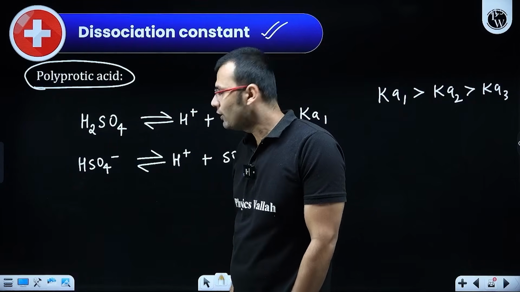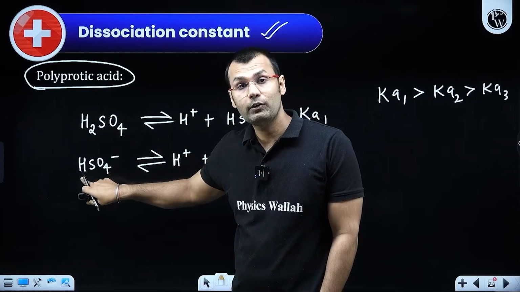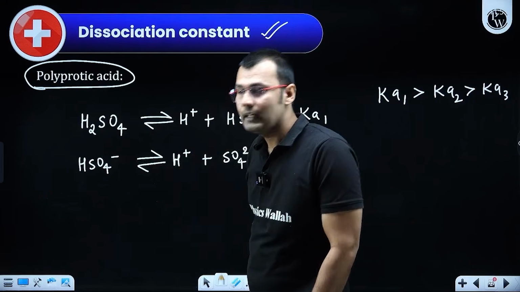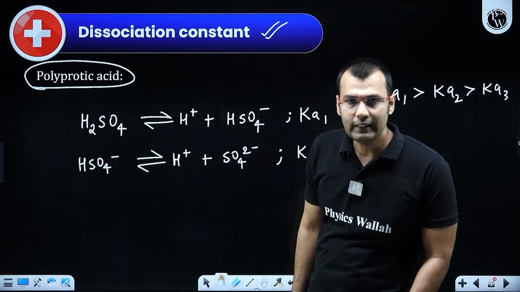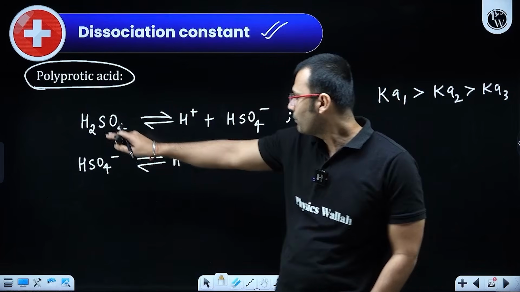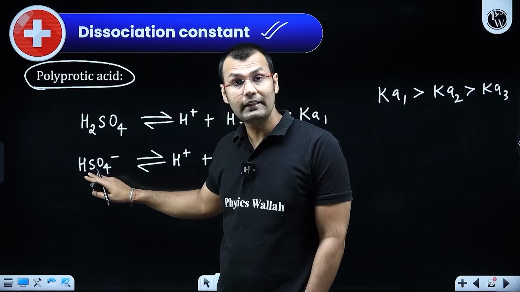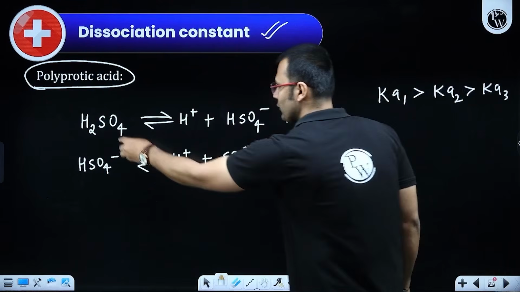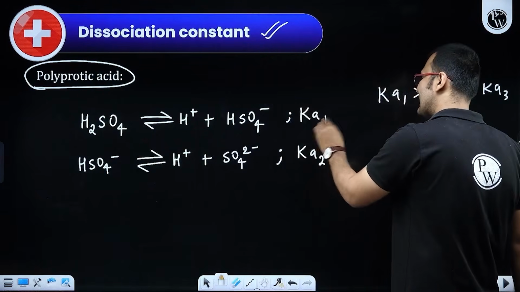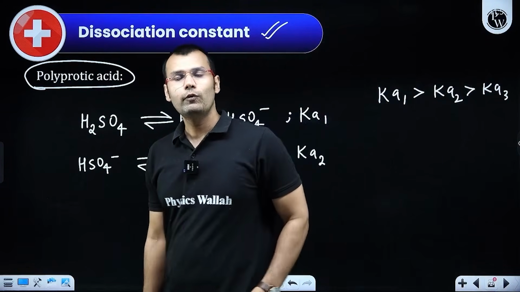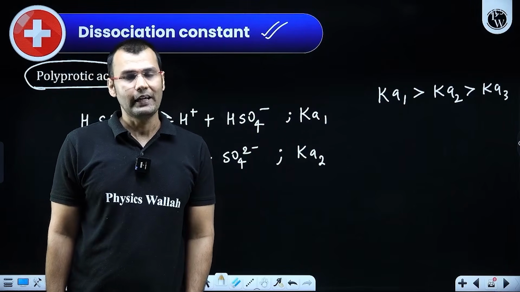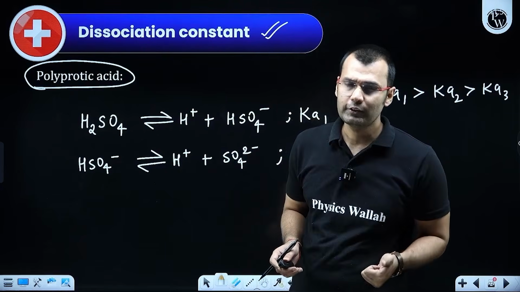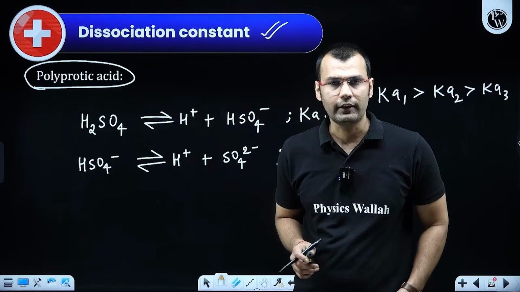So removal of H plus will be easier from the neutral species as compared to that species which has negative charge, right? So with multiple dissociation, the acidic strength will gradually decrease, right? So as compared to H2SO4, HSO4 minus is a weaker acid, and if HSO4 minus is a weaker acid, it will have a low dissociation constant, and if H2SO4 is a stronger acid, it will have a higher dissociation constant. So Ka1 will be definitely greater than Ka2, right? Same concept you can apply for the other polyprotic acids like H2CO3 or H3PO4 or H3PO3, right?